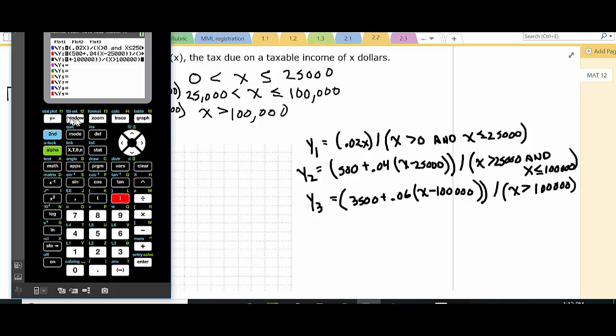Now what we're going to do is we're going to do the window. Okay. So the window. Well, we're talking about bigger than 100,000, right? So for x, we're going to start with 0. That's your income. And let's go up to like maybe 150,000. So let's do our window kind of like 150,000, and then maybe we can scale this by 25,000.